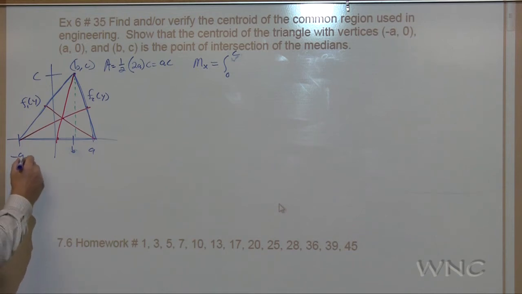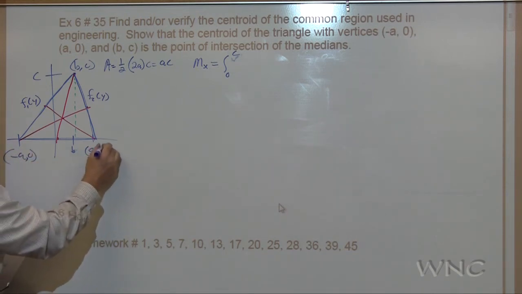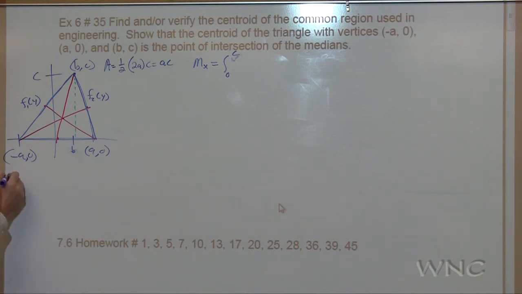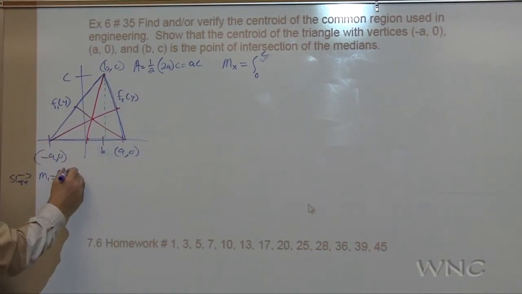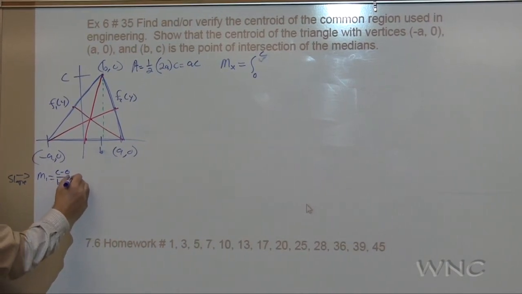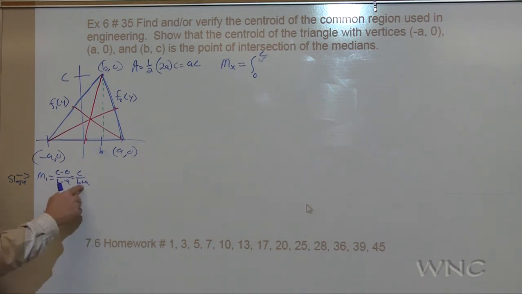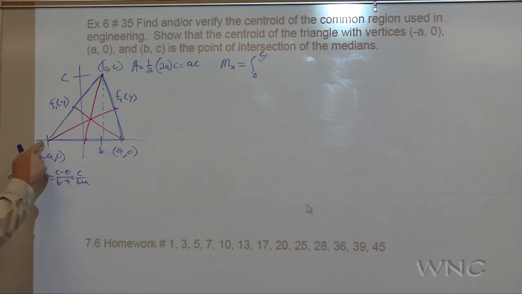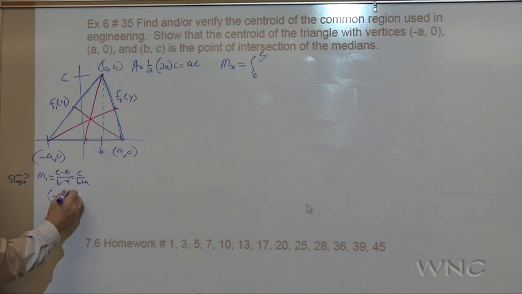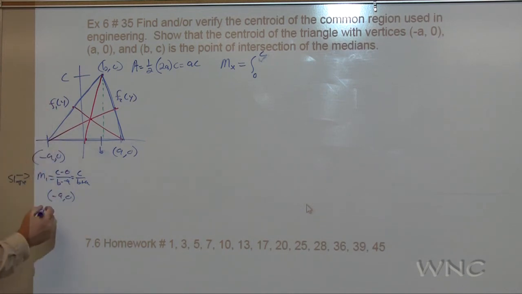So what's our slope going to be? We're going to call this M1 for this slope. I'm really hesitant to use m's because it means mass as well, but m for slope. M1 is going to be C minus 0 over B minus negative A, or C over B plus A. Now we have the slope, and we have a point it goes through. So we need to put this in terms of y instead of x. I'm going to find f of x, and then we'll convert back to get y.